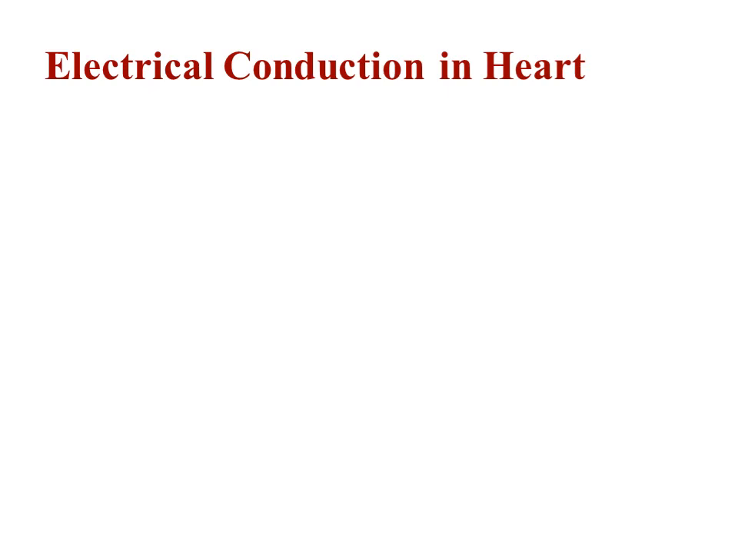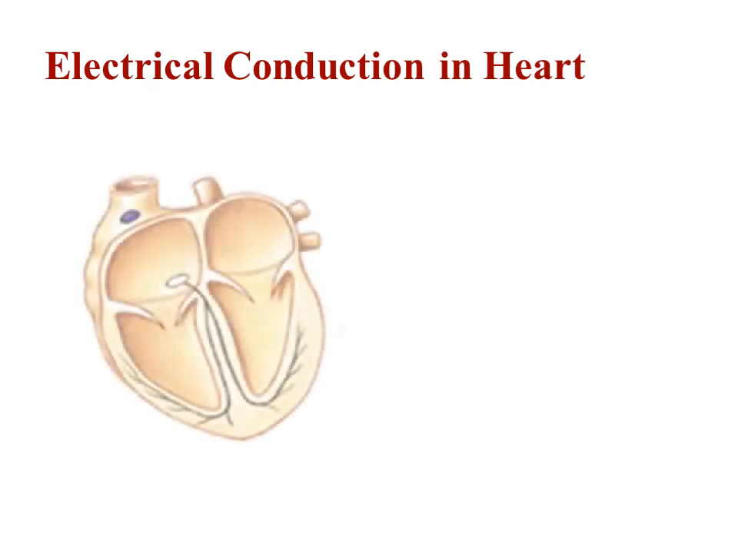Electrical conduction in the heart. This is the SA node. It will generate action potentials, electrical impulses. These electrical impulses spread into the atria in one direction, giving one wave called P wave. These impulses will reach the AV node and there will be a delay of 0.1 second. Then electrical impulses reach the ventricle.